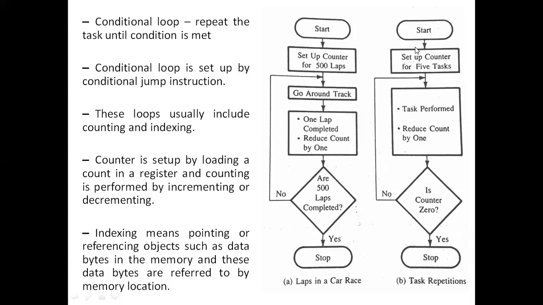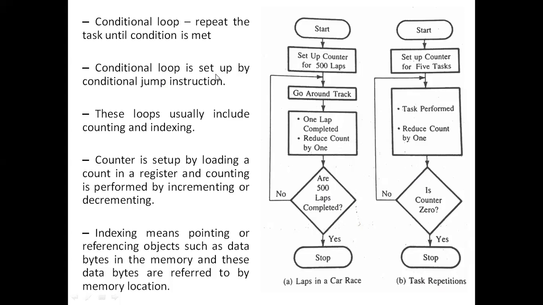The same thing has been given here, in which we have a counter for 5 tasks, in which we are going to perform 1 task and then reduce the count by 1 and then check whether the count has become 0 or not. If it is not 0, we are going to repeat. If the count is 0, no. If it is no, it will repeat. Again it will perform a task, reduce the count, and again check whether the counter has become 0. And when this counter becomes 0, it will come out of the loop. So these are the two examples of the conditional loop.